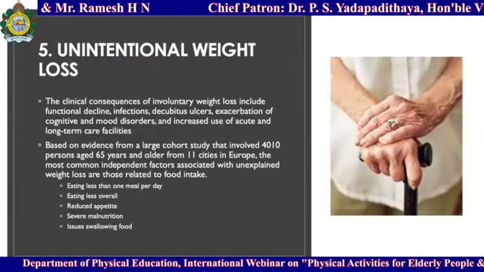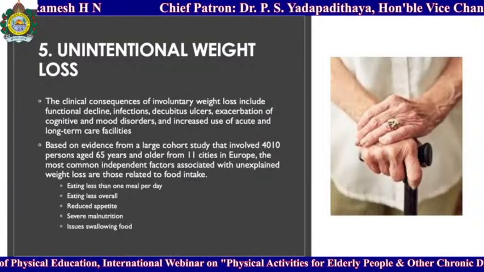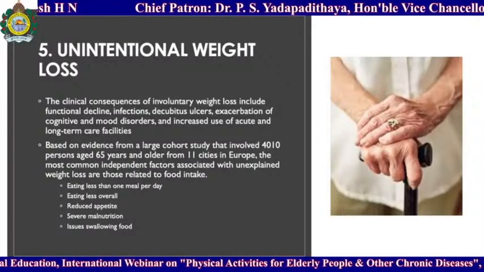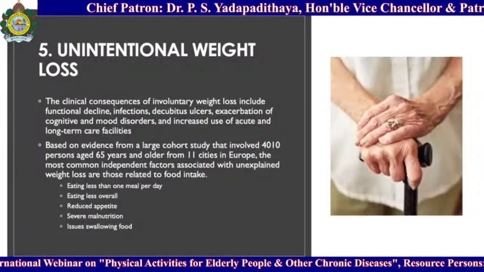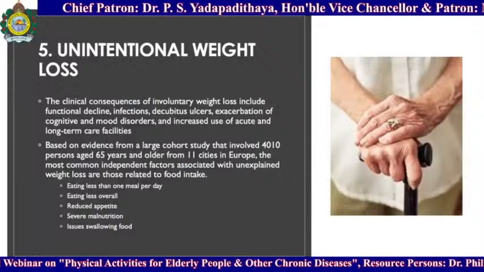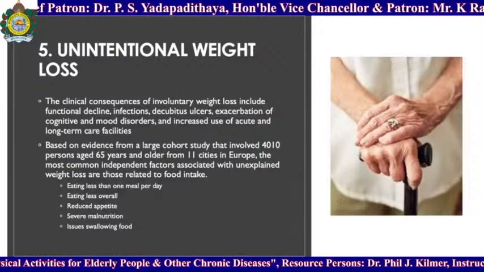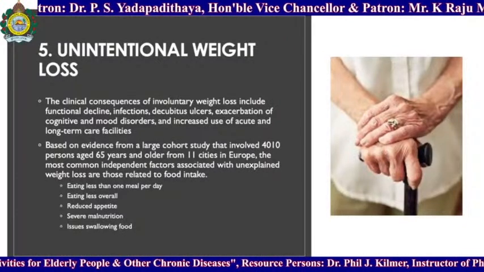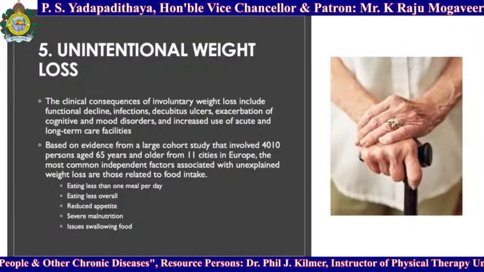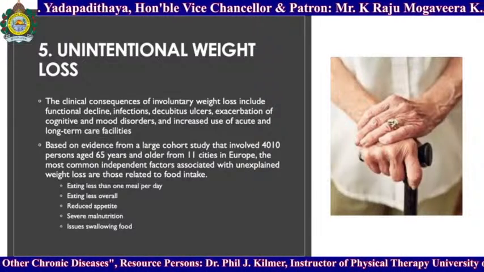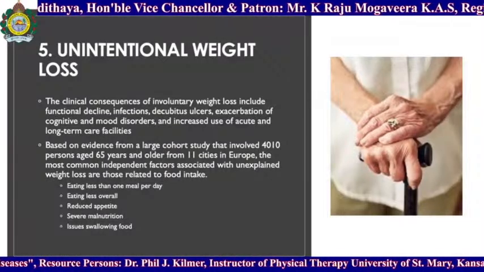And again, we talk about frailty being really a disease of energetics. If you're not putting enough energy into the system, a lot of things are not going to be able to repair and deal with different stressors. So based on evidence from a large cohort study that involved 4,010 persons age 65 or older in 11 cities in Europe, the most common independent factors associated with unexplained weight loss are those related to food intake. We're going to talk about some additional factors, but a lot of the factors for weight loss are really just decreased food intake, which makes sense.